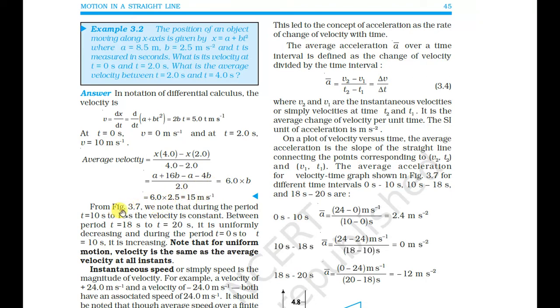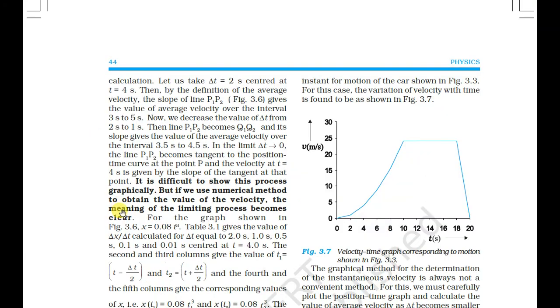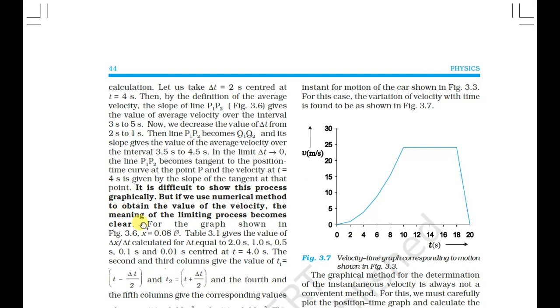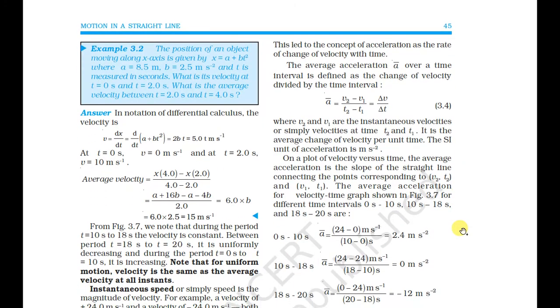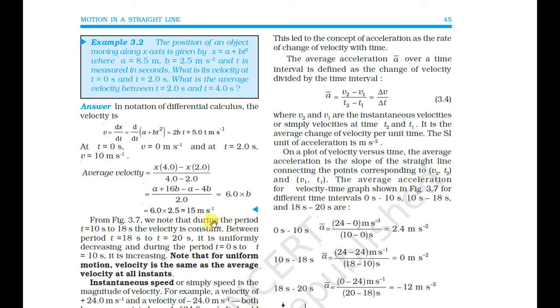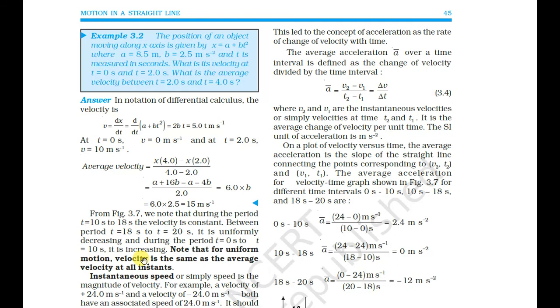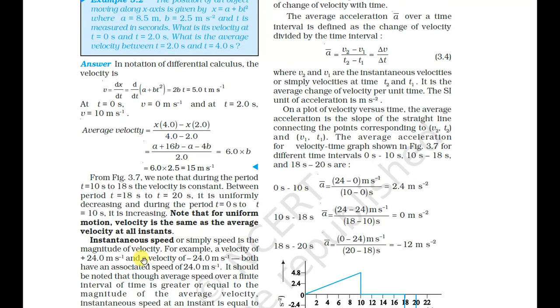From the figure, we note that during the period t equals 10 seconds to 18 seconds, the velocity is constant. Between t equals 18 seconds and t equals 20 seconds, it is uniformly decreasing. During the period t equals 0 to t equals 10 seconds, it is uniformly increasing. Note that in uniform motion, the velocity is the same as the average velocity at all instants.